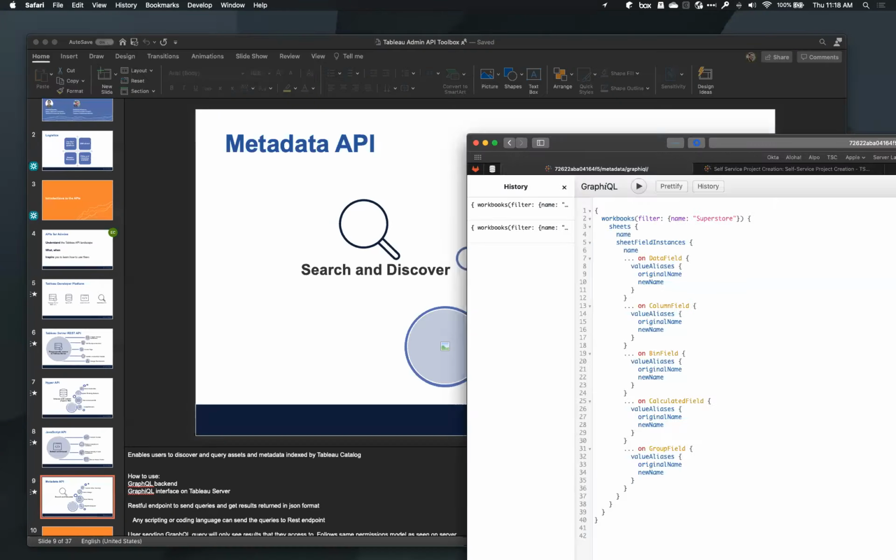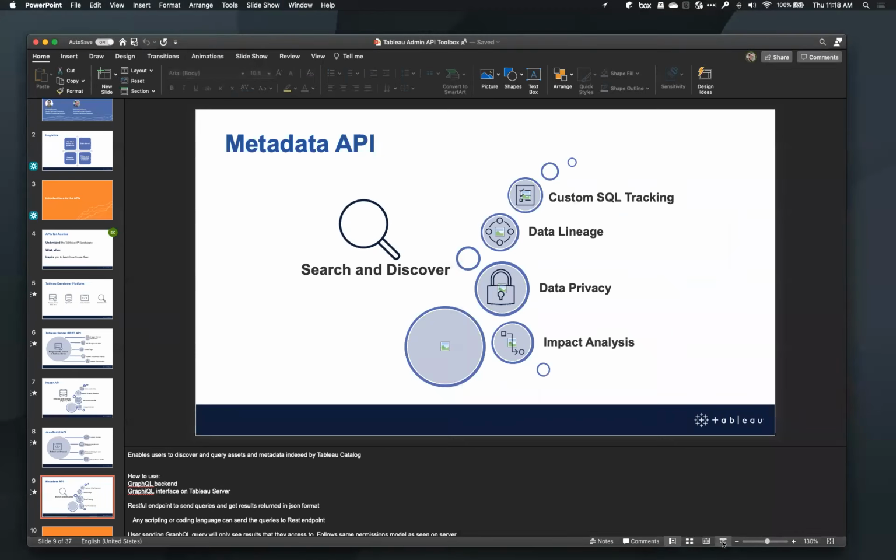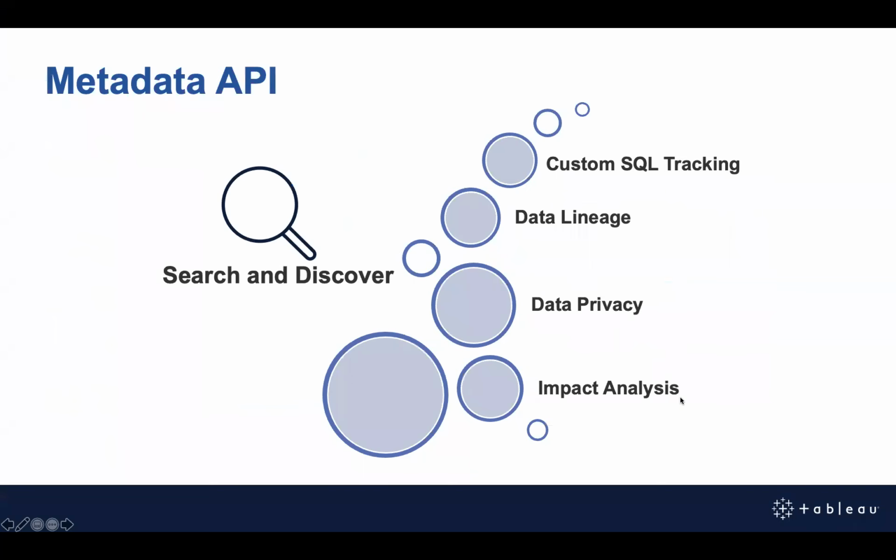There's also another way. The metadata API has a REST endpoint. So we can send JSON queries to this REST endpoint, and it will return the results in a JSON format.